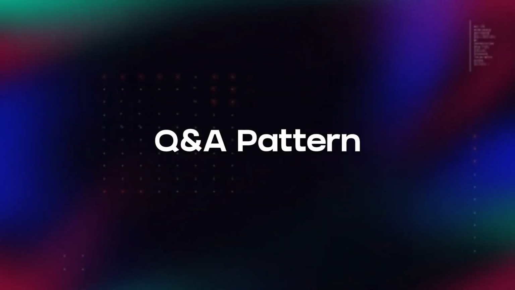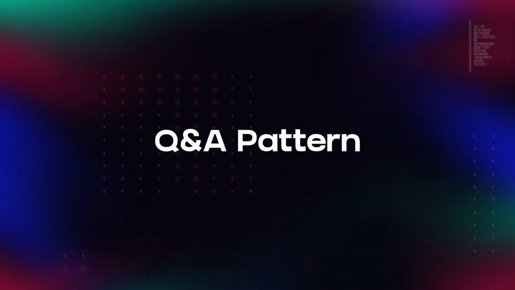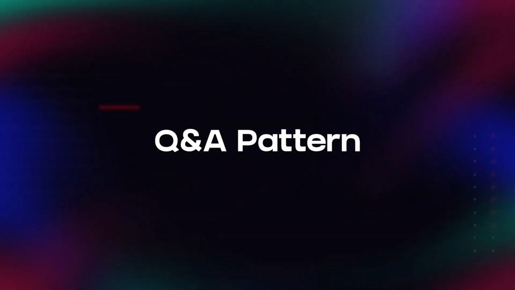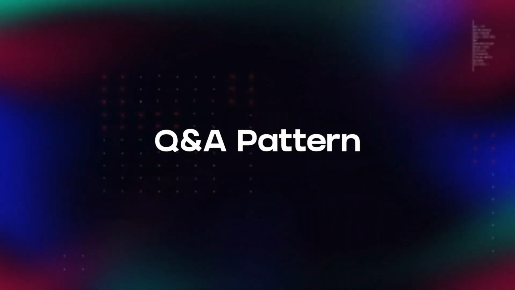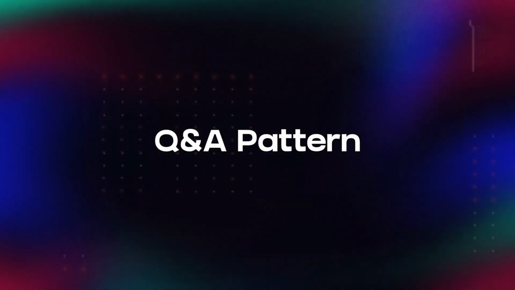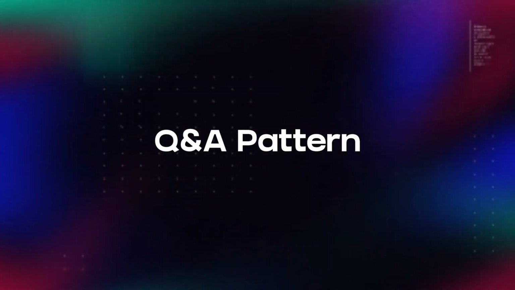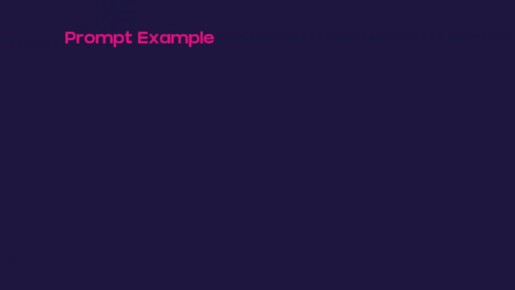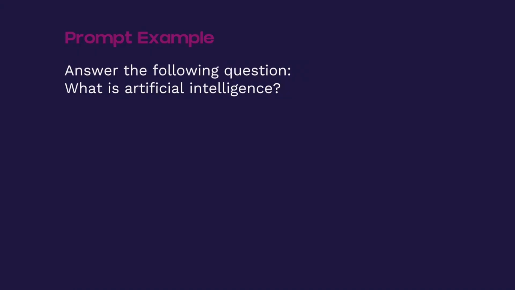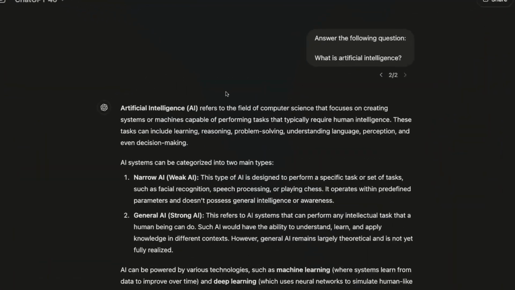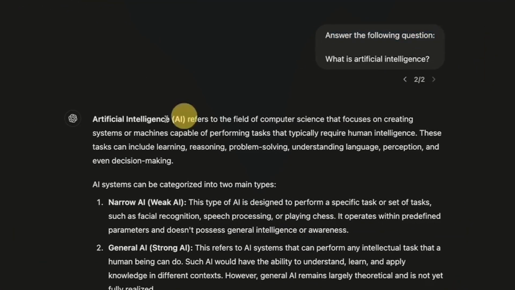Then next on the list is the Q&A pattern. And this is essentially when you prompt the LLM to answer whatever question you ask it. So the objective here is to get direct answers or explanations to specific questions. So an example prompt here could be answer the following question. What is artificial intelligence? So the result here, you see a trigger word, answer the following questions, and then I put in just another question, and the answer you can see.